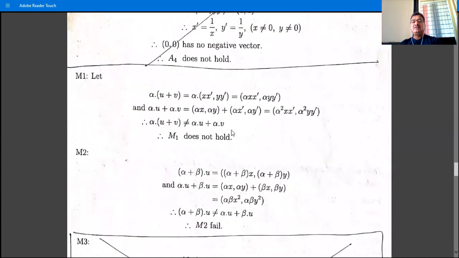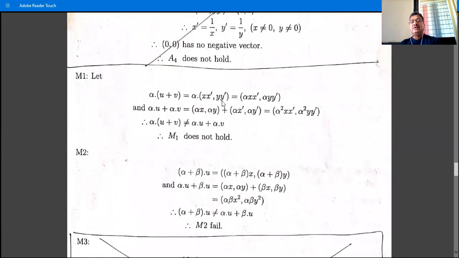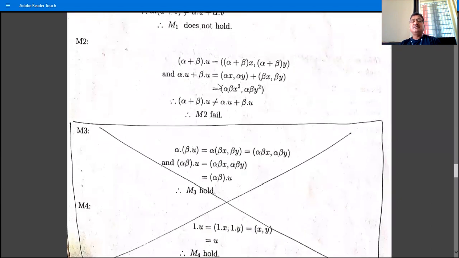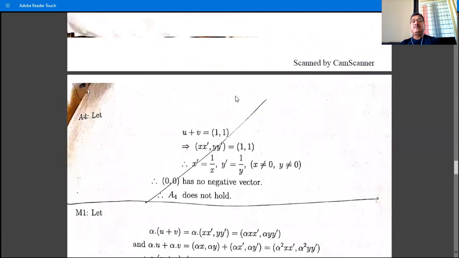So give the counter example, or we can also give this proof. M1 fails, also M2 fails. So give the counter example or write this proof. Write any one condition. M2 also fails. So this V is not a vector space.